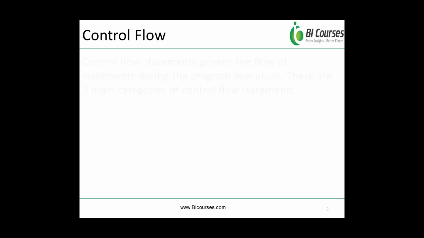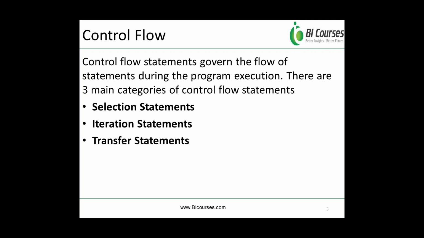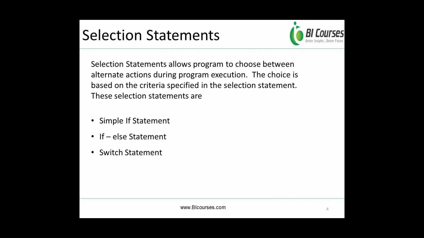What does it mean by control flow? Control flow statements govern the flow of statements during the program execution. There are three main categories of control flow statements. If we have any program, how the control flows within the program depends on these three flow statements: selection statements, iteration statements, and transfer statements. We will discuss each and every flow statement now.